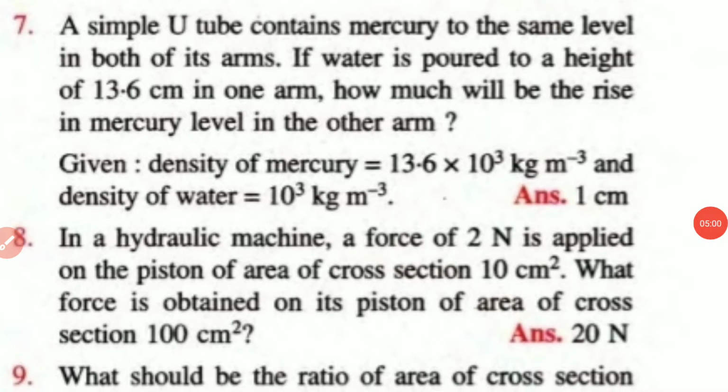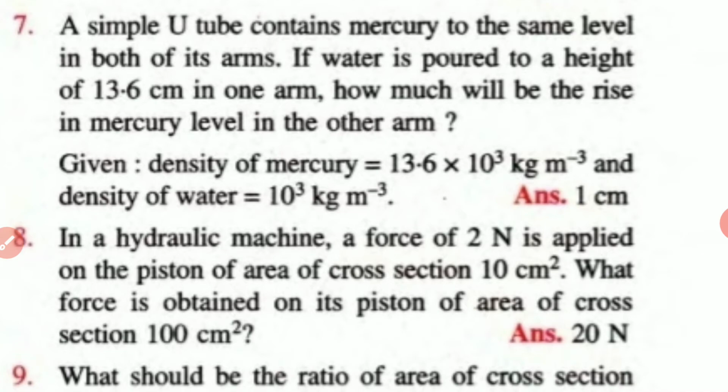Question number 7 reads as: a simple U tube contains mercury to the same level in both of its arms. If water is poured to a height of 13.6 centimeter in one arm, how much will be the rise in mercury level in the other arm, given density of mercury is 13.6 into 10 to the power 3 kilogram per meter cube and the density of water is 10 to the power 3 kilogram per meter cube.